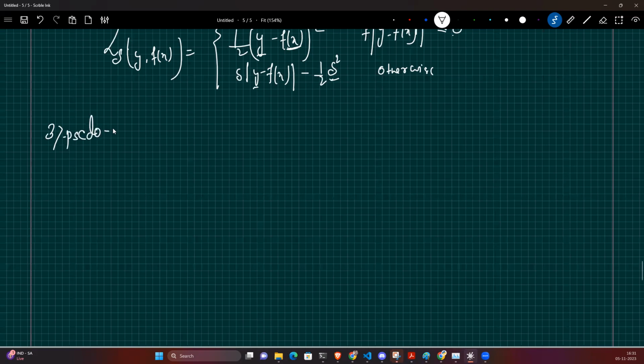Now there is another loss function called pseudo Huber loss. Again, now you must ask, what is the difference between Huber and pseudo Huber loss? There is no difference. This has been developed by another scientist. So they said, okay, this function also we can use. That's what they made.